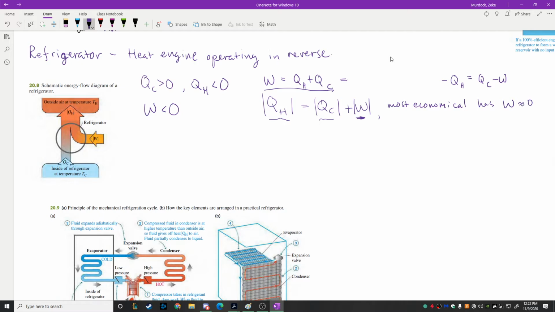So the most economical one would be with the work approximately equal to 0. So instead of defining the efficiency, and this of course is impossible. It's impossible to have a refrigerator that takes energy and moves it from cold to hot, basically cooling things off without the input of work. You have to input work to make this happen.